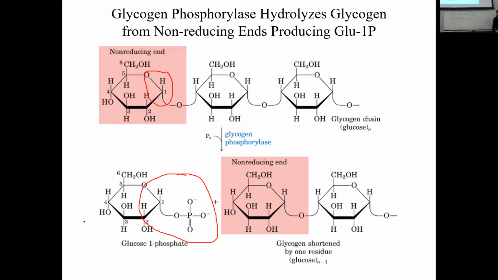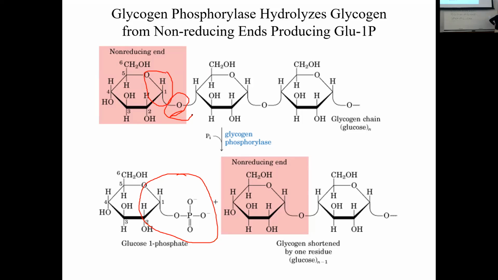This oxygen that is left behind will pick up a proton from solution, presumably, and we continue to have glycogen, but it will be one glucose molecule shorter. And this process can be repeated until we get within 4 glucose molecules of a branch point. Okay, so this is the basic glycogen breakdown process.